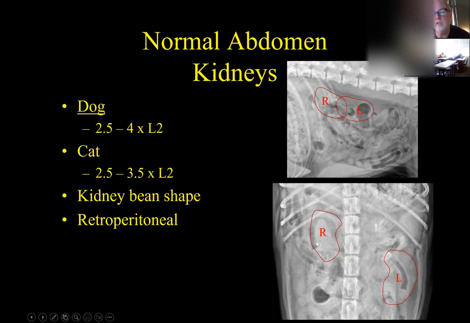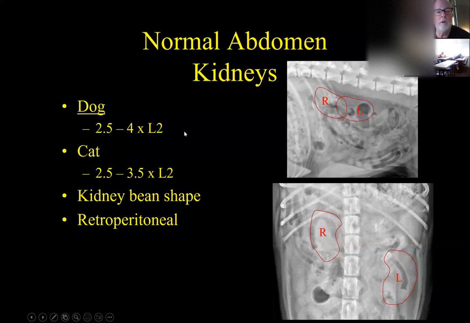The kidneys should be roughly shaped like a kidney bean, and they should be about the same size. The margins should be nice and smooth. They shouldn't be lumpy, bumpy, or flat. There is also a measurement for kidney size, and it's based on a VD view, but everybody also does it off the lateral view.